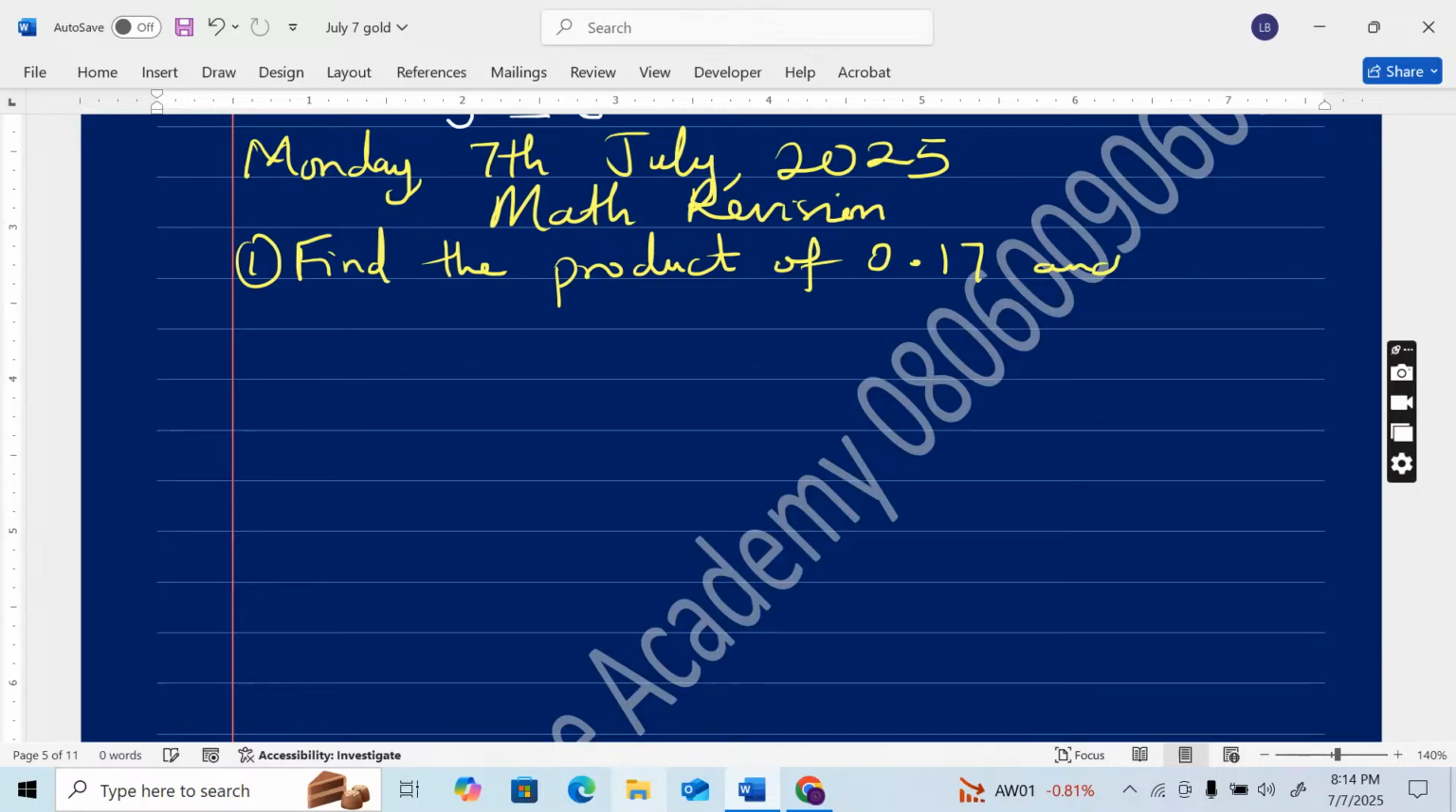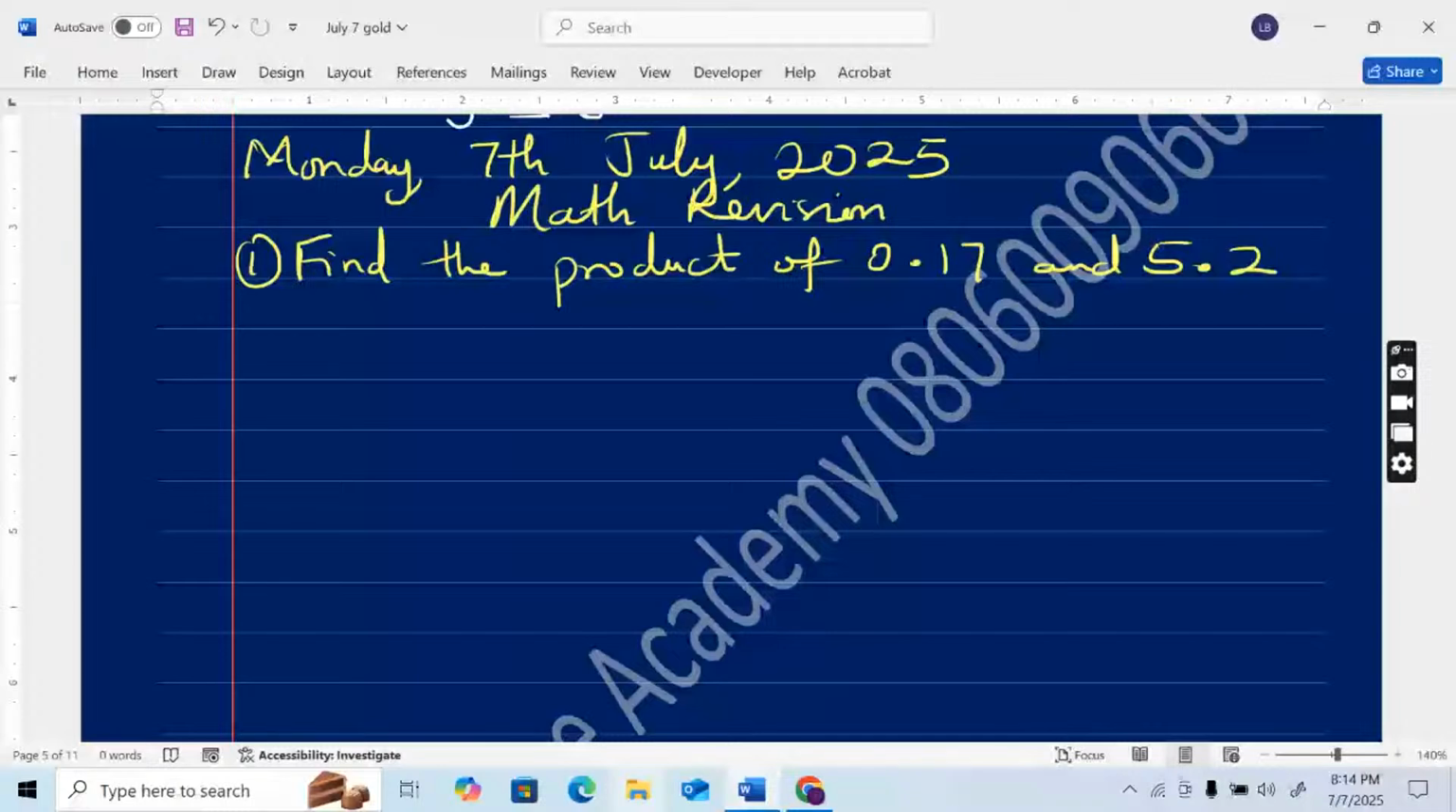0.17 and 5.2. Before we continue, we need to say our self-affirmation. Every day and in every way, I am getting better and better, wiser and wiser, smarter and smarter, stronger and stronger, greater and greater, richer and richer. Health.